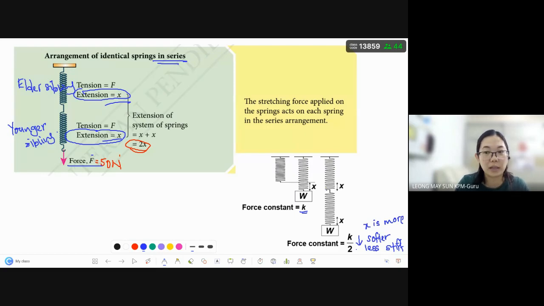You would notice one thing. In total, the spring actually increases in length. So when it increased in length, the spring constant actually reduced. Okay? So this is identical springs in series.